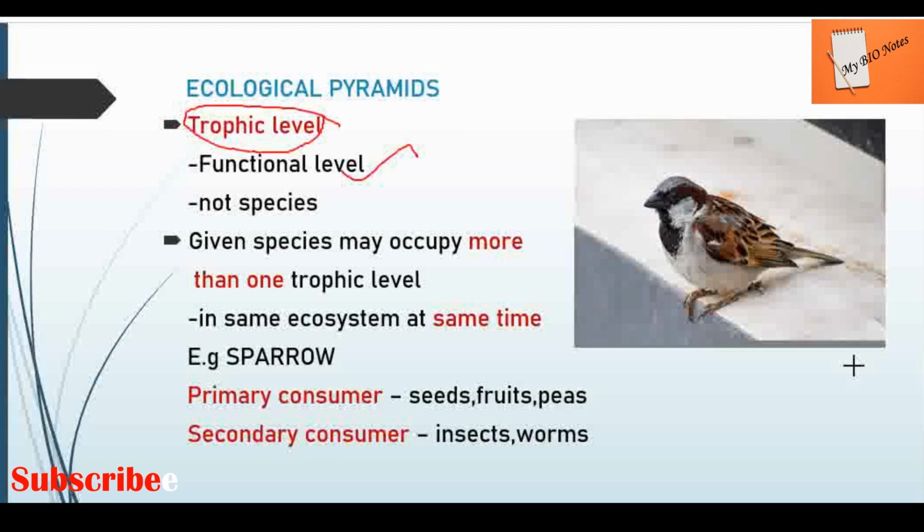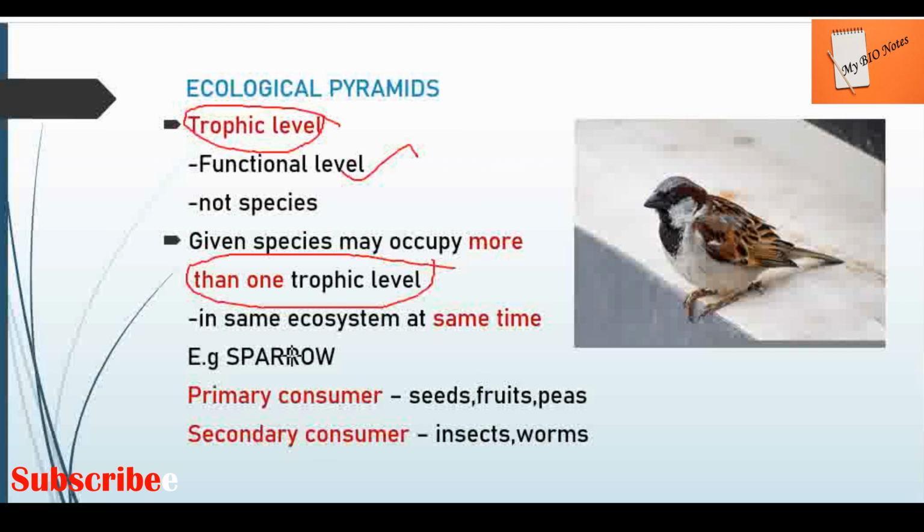Another point I have to include is that in an ecological pyramid, one species can occupy more than one trophic level. Not just one trophic level, it can occupy two, three, many trophic levels. How? Let's see an example, then you will understand more clearly.